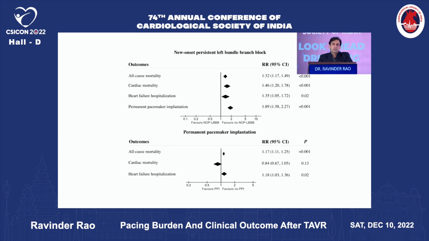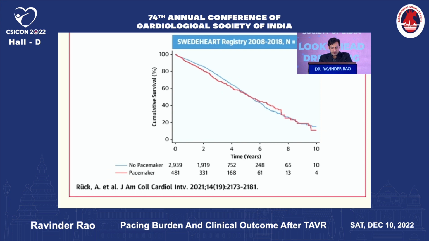But if you look at the low-risk trial, the average age is 73. So the pacemaker was probably not affecting patients who were extremely high risk or octogenarians. But as we move down the risk, pacemaker implantation is associated with increased all-cause mortality. But this is again a registry from Sweden, the SWEDEHEART Registry, where they followed 3,420 patients from 2008 to 2018.